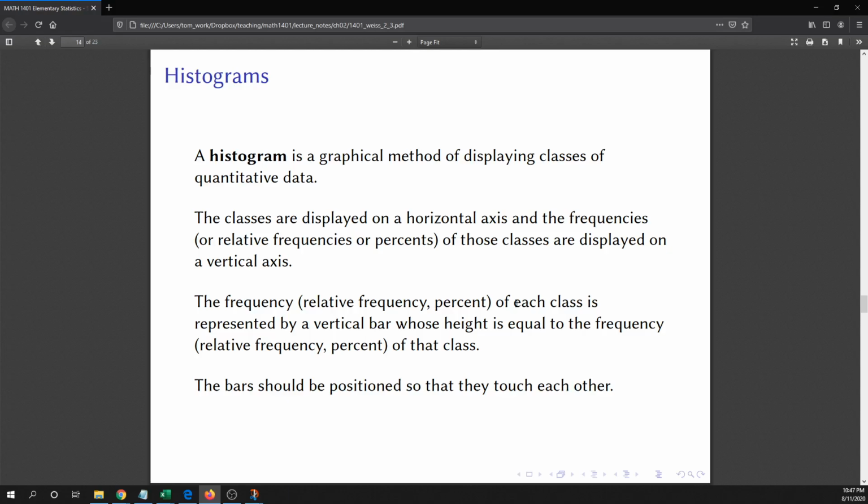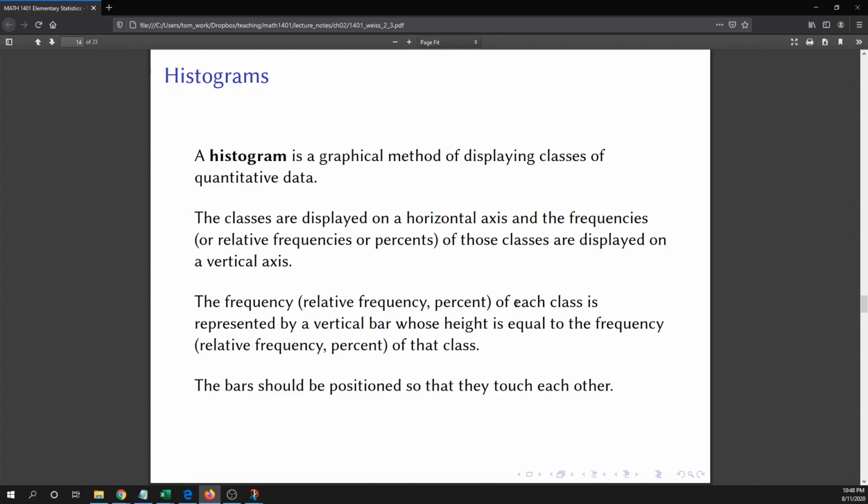So now you have some quantitative data. You group it into classes. And then after you group it into classes, you get that frequency distribution and the relative frequency distribution. And then what you can do is generate a nice picture of those classes with what's called a histogram. So a histogram is just a graphical method of displaying classes of quantitative data. Those classes are displayed usually on the horizontal axis of the graph, and the frequencies or relative frequencies or percents are on the vertical axis. So it kind of looks like a bar chart, but it's not exactly the same.